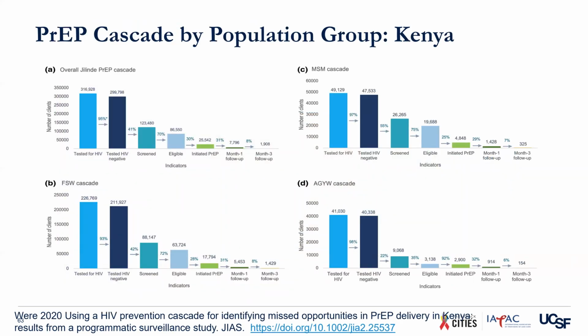This is a slight variation of the PrEP cascade by population group used in Kenya, also highlighting the different population groups, including female sex workers, men who have sex with other men, and adolescent girls and young women. Of those who are eligible, only 25 to 35% have been initiated on PrEP. Disaggregation by key population is also illustrated in this example, with high rates among adolescent girls and young women and lowest rates among men who have sex with other men.